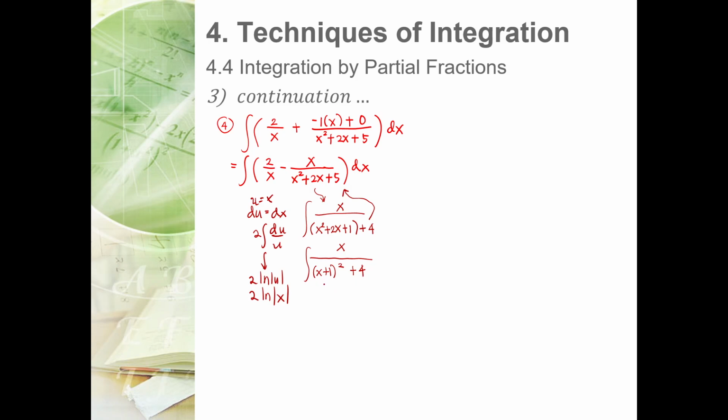So this time we're going to use u-sub. So u is equal to x plus 1, then du is equal to dx. Notice that there's an x variable above the equation. So in terms of x, this becomes u minus 1 is equal to x. So the equation becomes u minus 1 in the numerator, all over u squared plus 4, and then du.